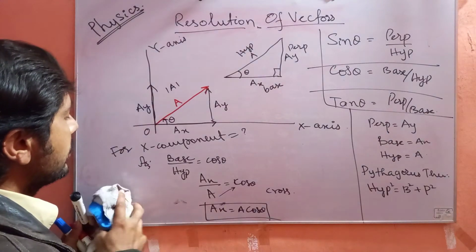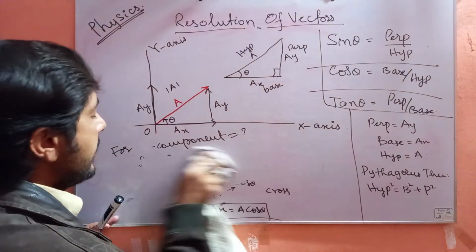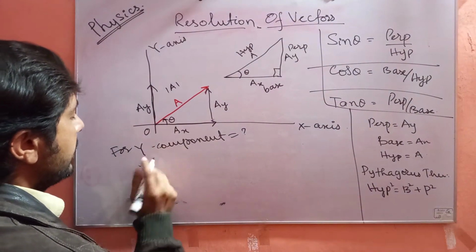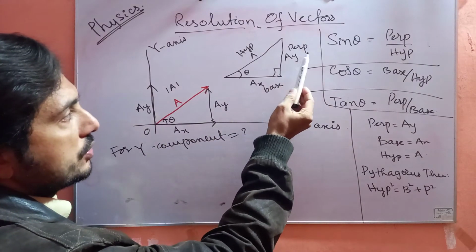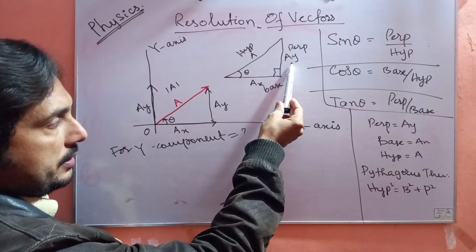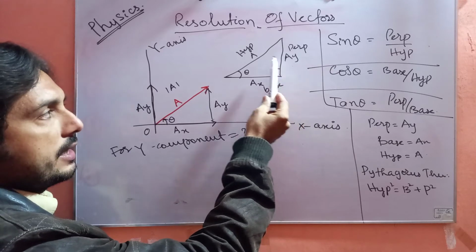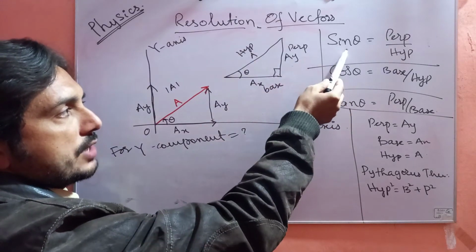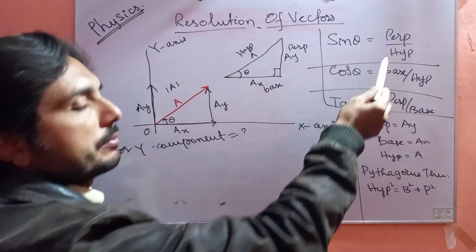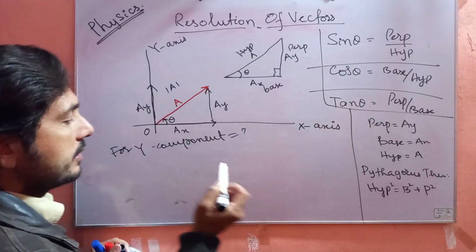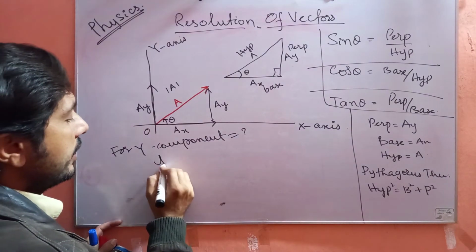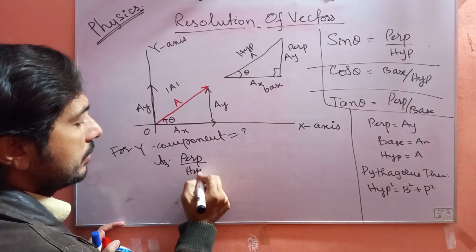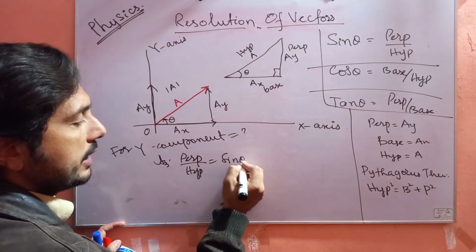After the x component, we have to determine the y component now. For the y component, as you can see in the picture, the perpendicular is to be determined and the hypotenuse is given. From the three trigonometric ratios, sine theta is always equal to perpendicular upon hypotenuse. So we will use sine theta. We will write here: perpendicular upon hypotenuse is equal to sine theta.